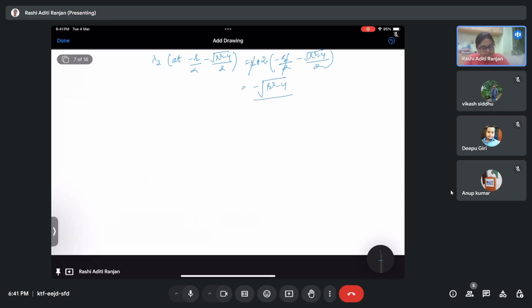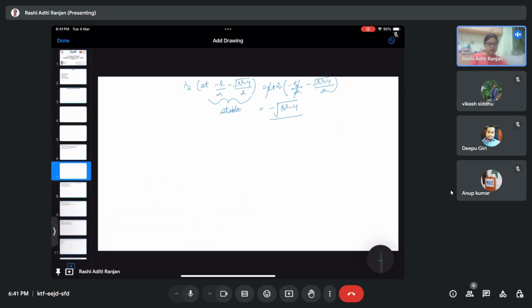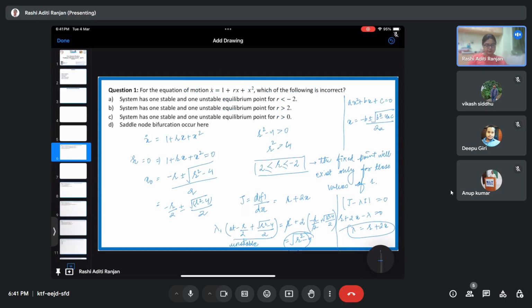Okay, so what is this root? Since my eigenvalue is negative, it means this is a stable fixed point, right? So what do I get to know? I get to know that I'm going to have two fixed points, one is going to be unstable and the other one is going to be stable. However, there is one more thing to keep in mind: these two roots are only going to exist for certain values of R. It is not there for all the values of R.